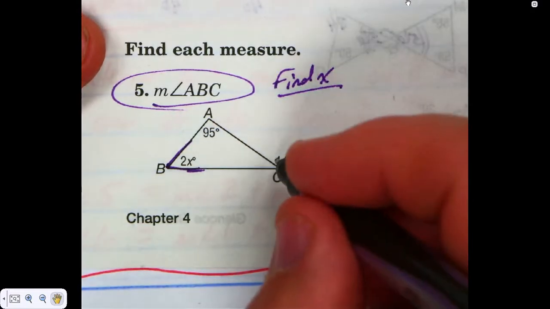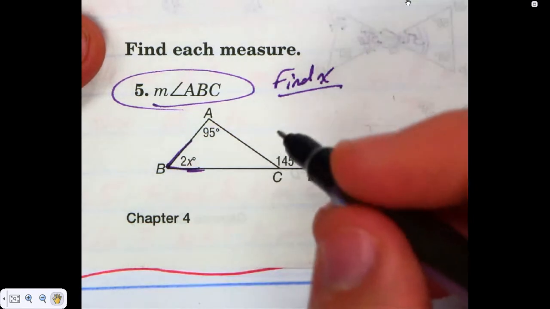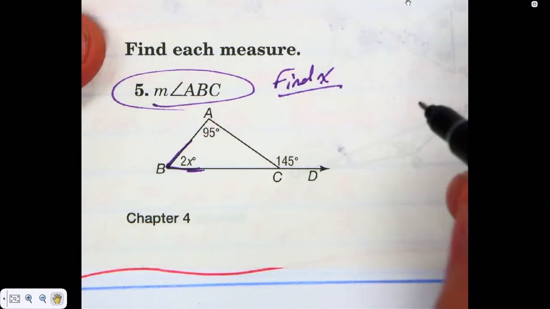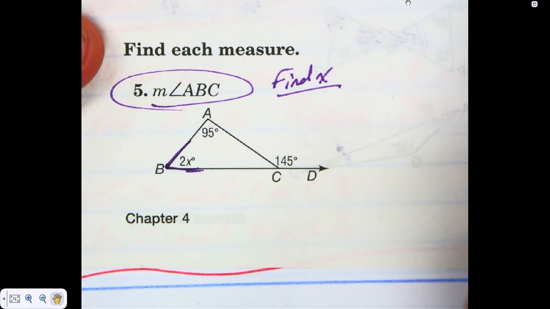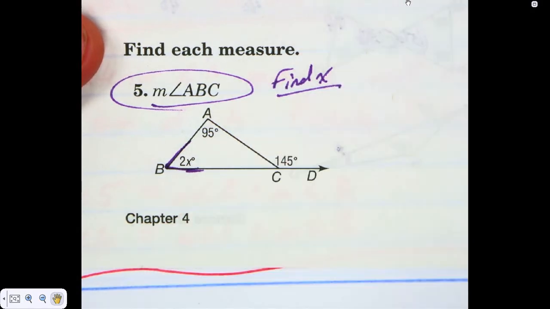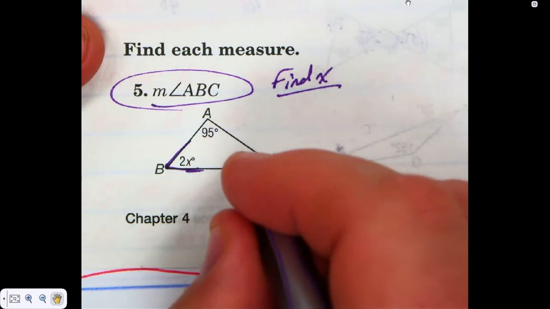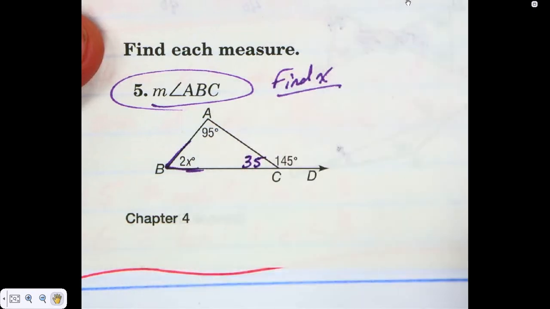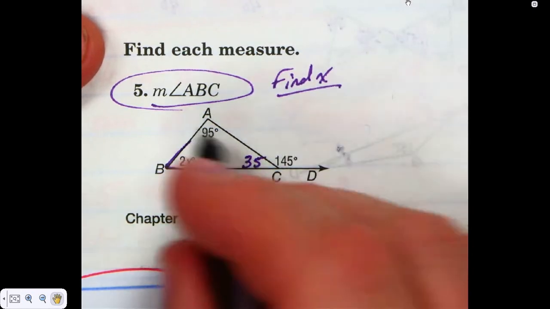Which one are they dealing with here? Are you dealing with an exterior angle and two remote interior angles, or that the three angles inside add to 180? Really, you can do either one here. Because if this is 145, what's left for this angle to be? 35. So you can do this one of two ways.